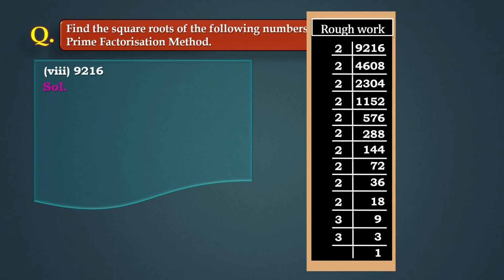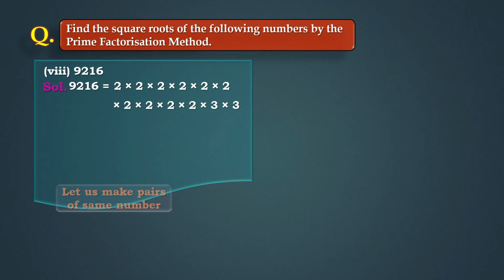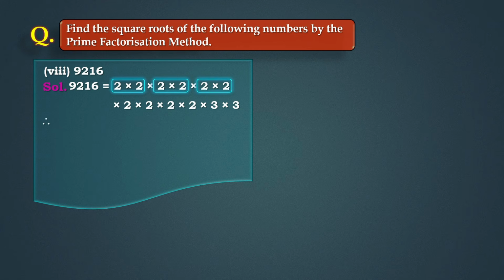So, we can write 9216 as 2 multiplied by 2, repeated many times, and then multiplied by 3 multiplied by 3. Now, let us make pairs of the same numbers. We can form pairs of 2s and one pair of 3s. Next, take one number from each pair. So, the square root of 9216 is equal to 2 multiplied by 2 multiplied by 2 multiplied by 2 multiplied by 2 multiplied by 3.